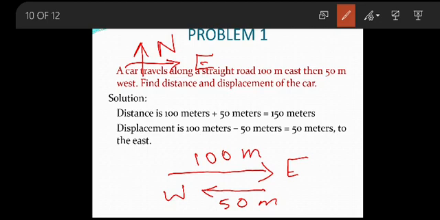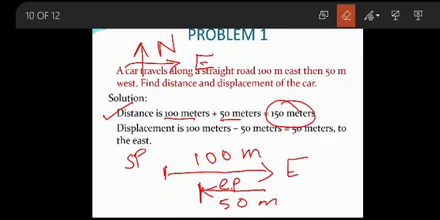So where is my starting point? This is my starting point. Where is my ending point? This is my ending point. So what is the total distance covered here? First, the longest route or the straight route will be my total distance. So 100 plus 50 will be 150 meters. That is my distance. So what is my shortest distance?